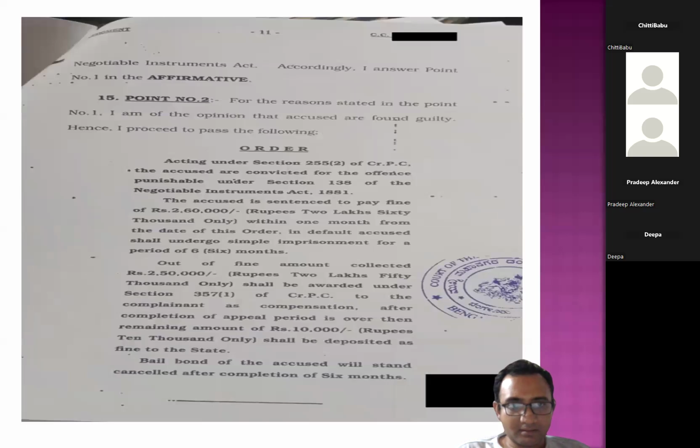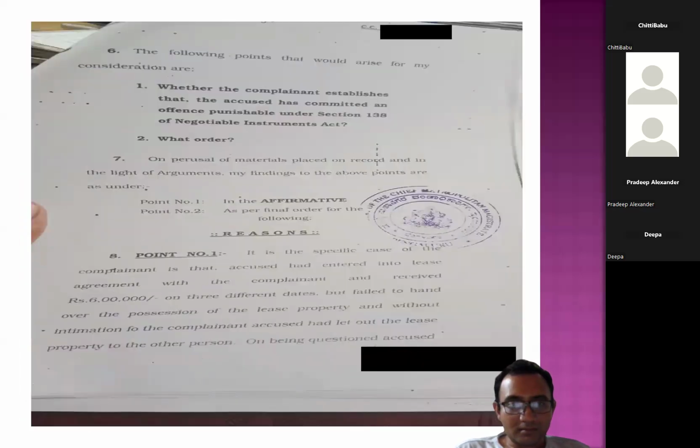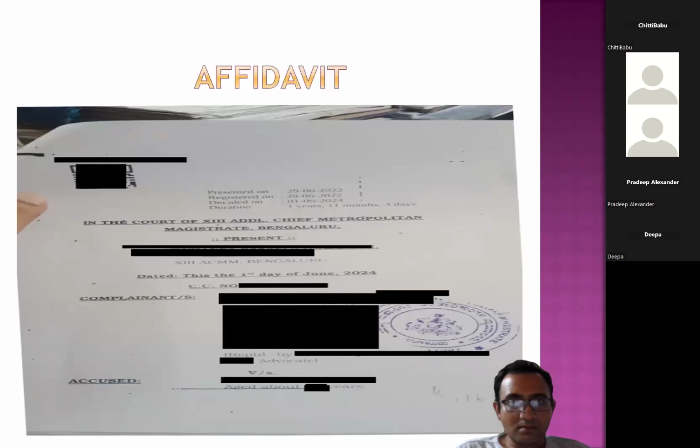Sir, in your case, how long did it take for the complete timeline? How long did it take to get the order, sir? I'll just tell you the order date. So the order date is on that. Decided on 1/6/2024. I think registered on 26/2022. Almost 1.5 years, sir. 2 years. Okay. 1 year, 11 months, 3 days duration to get this order.